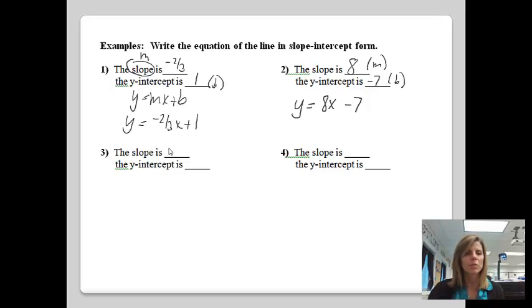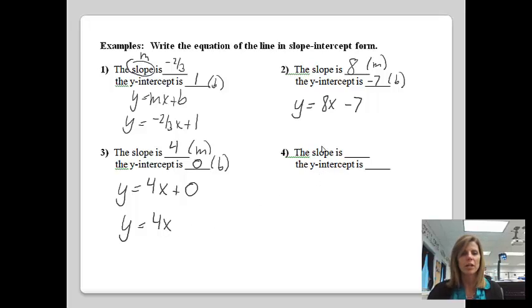Okay, the next one, let's say we have a slope of 4 and the y-intercept is 0. Again, my slope is my m and my y-intercept is my b. So if I write the equation of the line, I'll have y equals mx, so 4x, plus b would be plus 0. A cleaner way of writing this would be y equals 4x.